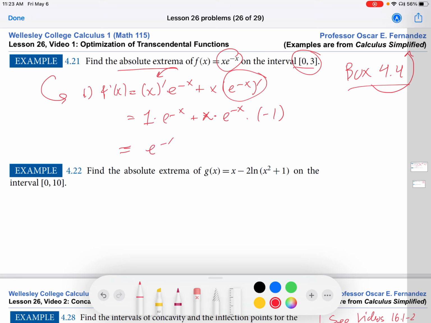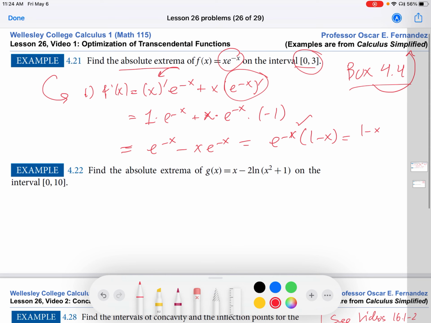Okay, so I'm going to simplify things here. I get e to the minus x minus x e to the minus x. I can factor out an e to the minus x, and I get 1 minus x. And if I want to write this as a fraction, I can remember that e to the minus x is 1 over e to the x. So there we go. That helps, kind of.